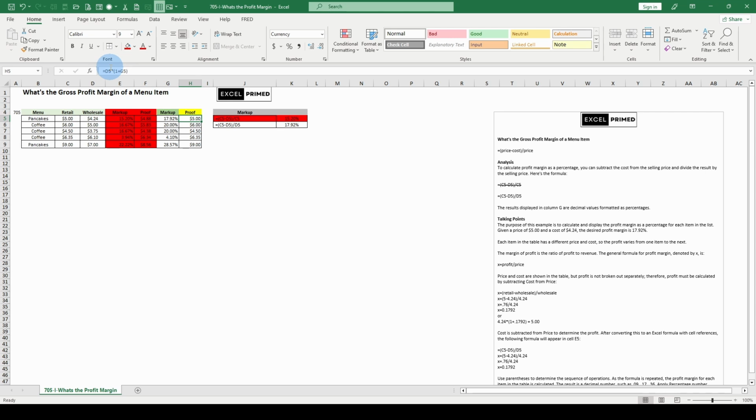To prove it, you just go D5 times 1 plus your markup, G5. Think through it. You have a price difference, old from new and new from old, depending on what you want to do. I'm not saying one's right or one's wrong. If your objective is to get this retail price, make sure it's marked up correctly.